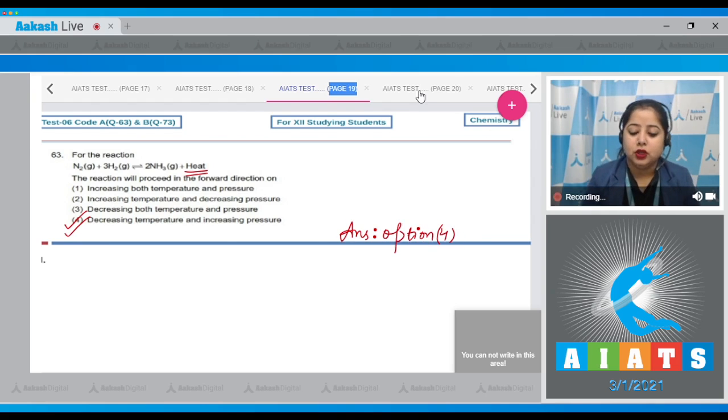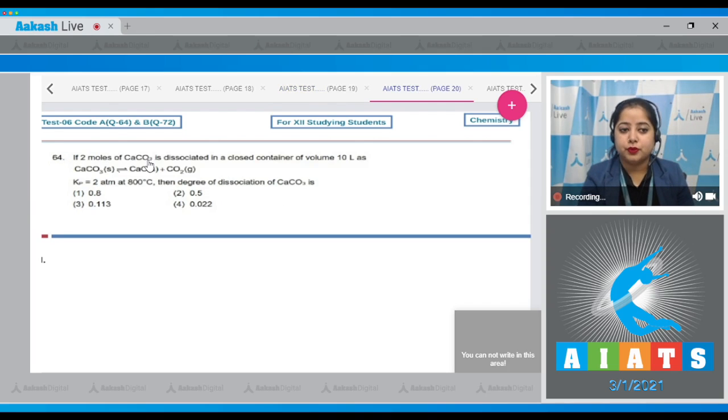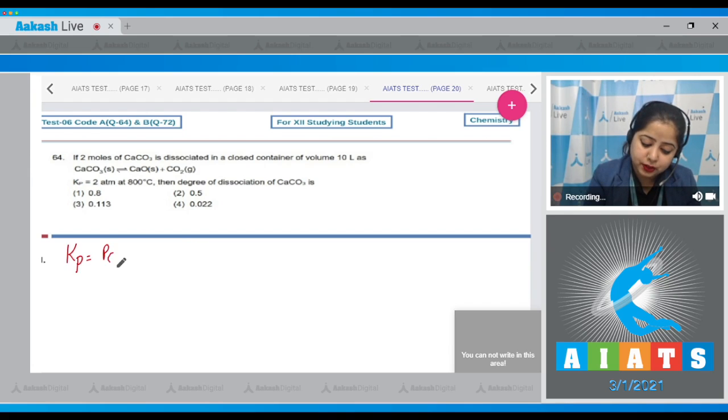Moving to next question, which is 64. Let's read it. If 2 moles of calcium carbonate is dissociated in a closed container of volume 10 liter as CaCO3 solid gives CaO solid plus CO2 gaseous, Kp is equal to 2 atm at 800 degrees Celsius, then the degree of dissociation of calcium carbonate is. Student, for this question we can see that Kp is equal to the partial pressure of CO2 gas, because we are given the value of Kp.